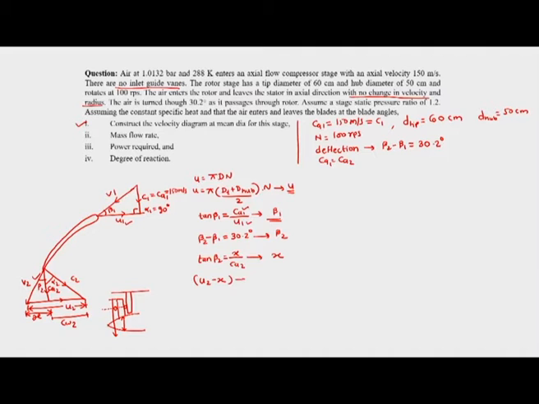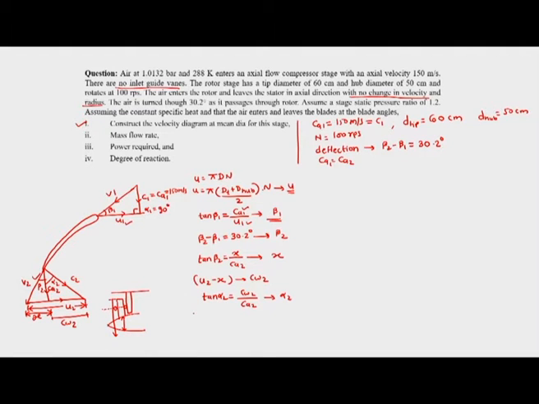which is rather CW2. Now knowing the CW2, we can know tan alpha 2 is equal to CW2 upon CA2. So we can know from here what is alpha 2. We know what is alpha 2 from this formula.